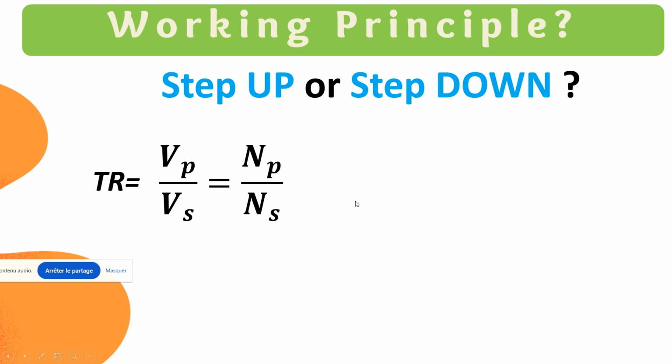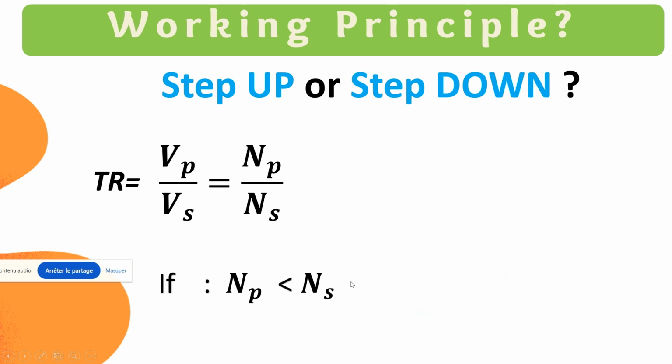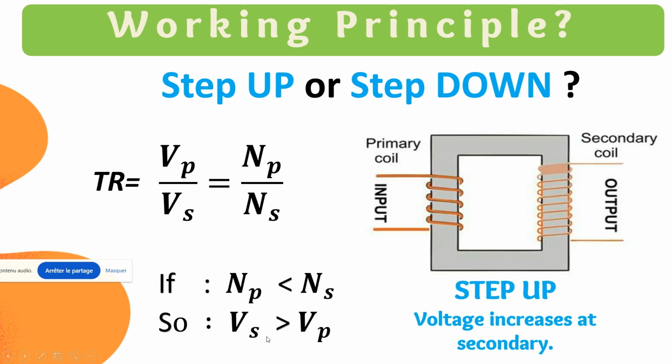Okay, here we have two cases. We have the case of a step up transformer or a step down transformer. For example, if I have NP, the number of turns in the primary, less than the number of turns in the secondary, in this case, I have the voltage in the secondary greater than the voltage in the primary. In this case, I have a step up voltage.